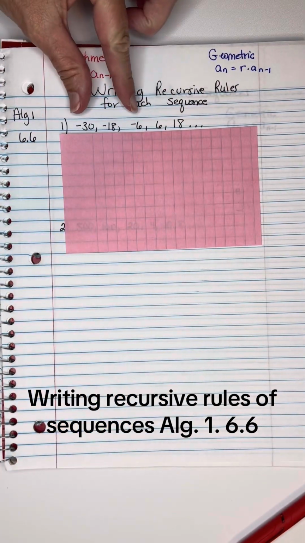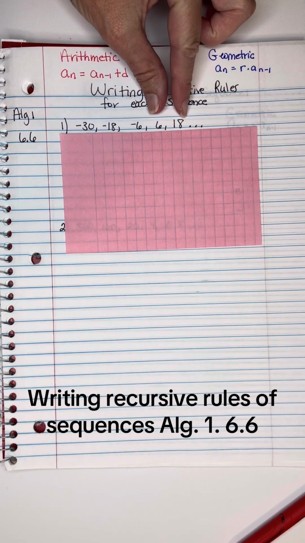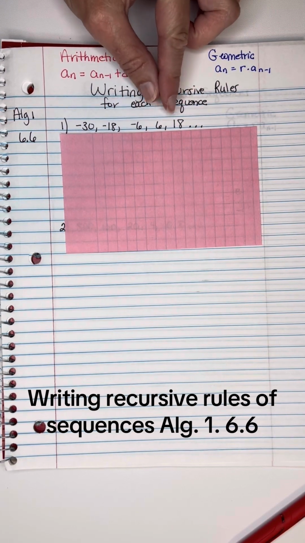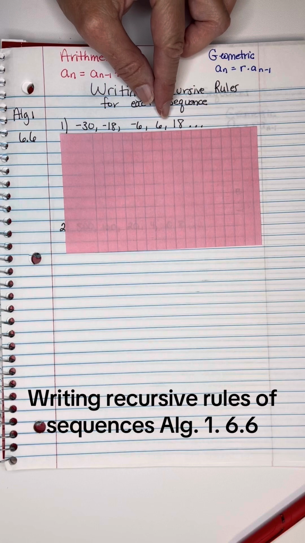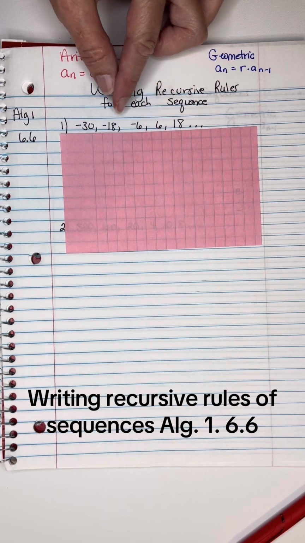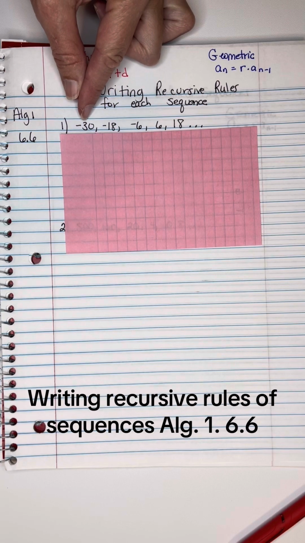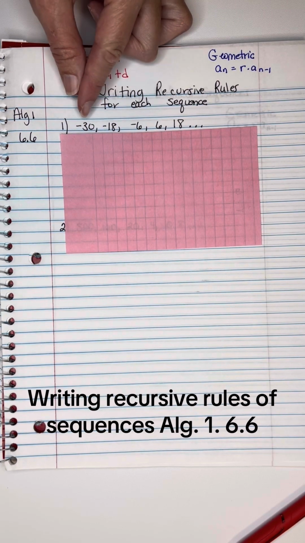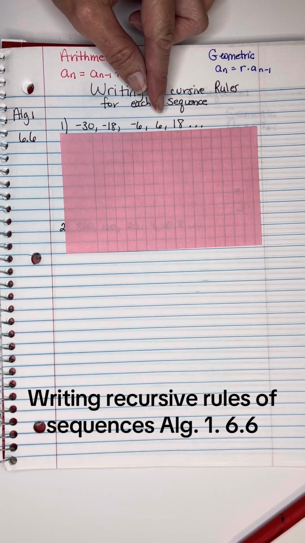And sometimes it's hard to tell how you're getting from one to another over here on this negative side, so I might move over here and start here. How do I get from 6 to 18? Well, I might think, well, if I multiply by 3, that would work. Well, it could be multiplied by 3, but does that work from this one and for this one and for this one? And no, it doesn't. -18 times 3 is not -6. -30 times 3 is not -18. So it's not going to be times 3.